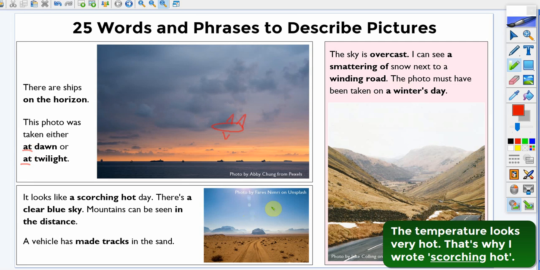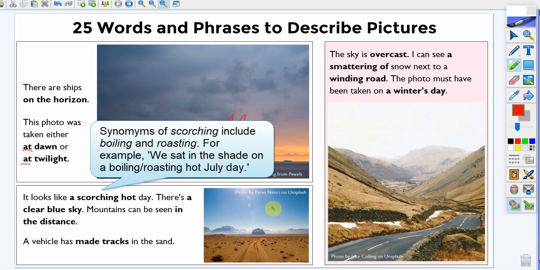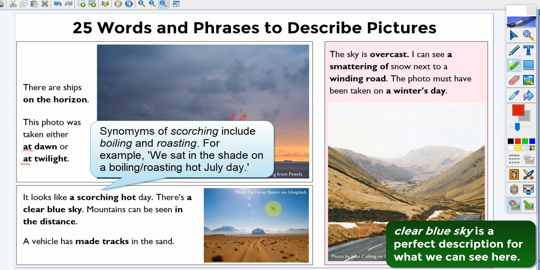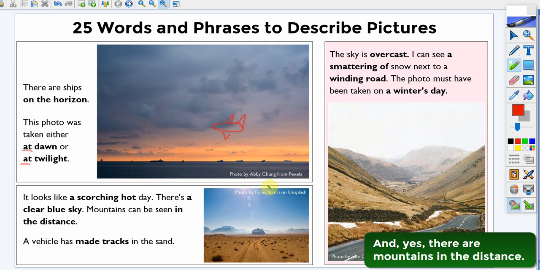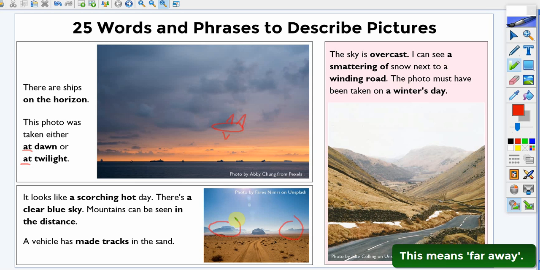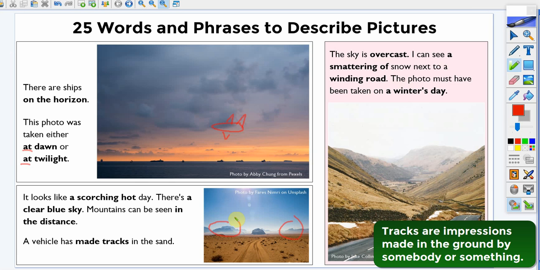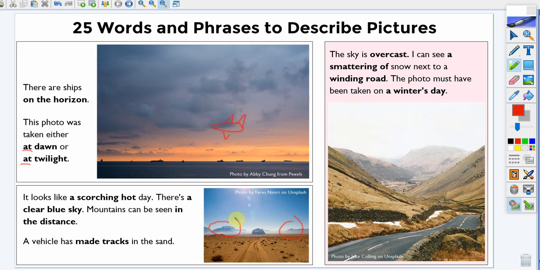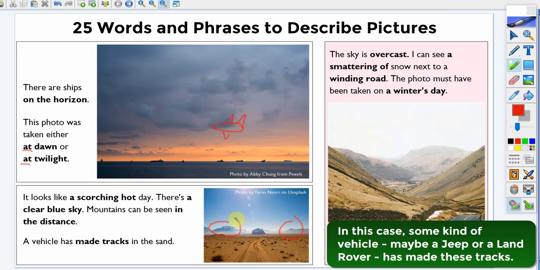The temperature looks very hot, that's why I wrote scorching hot. Clear blue sky is a perfect description for what we can see here. And yes, there are mountains in the distance. This means far away. Tracks are impressions made in the ground by somebody or something. In this case, some kind of vehicle, maybe a Jeep or a Land Rover, has made these tracks.